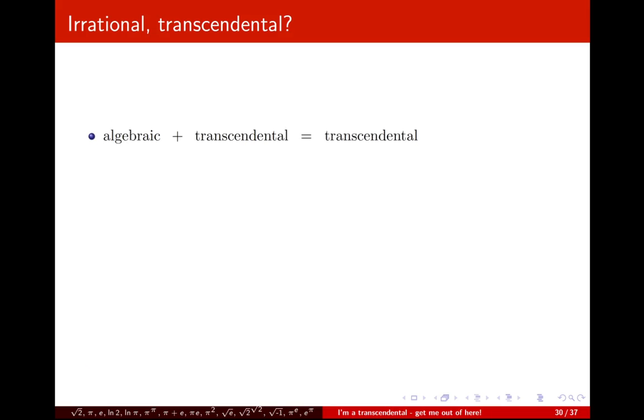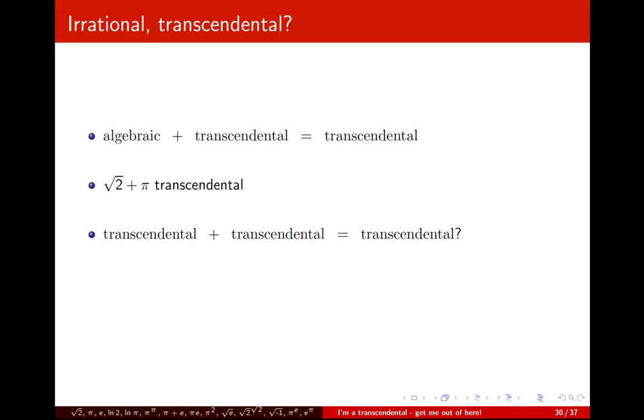What happens if you add an algebraic number to a transcendental number? Will that be transcendental? For example, the square root of 2 plus pi. Is that transcendental? Is it possible to have a transcendental number added to a transcendental number that isn't transcendental? What about pi plus e? Both are transcendental. Is their sum transcendental?